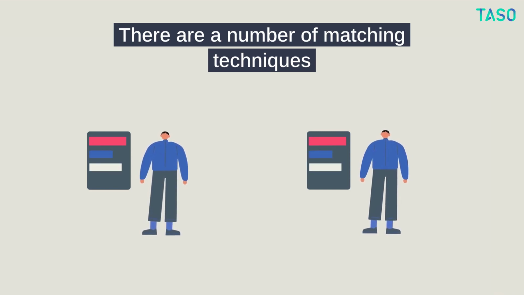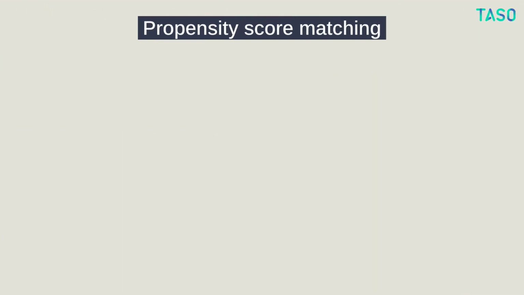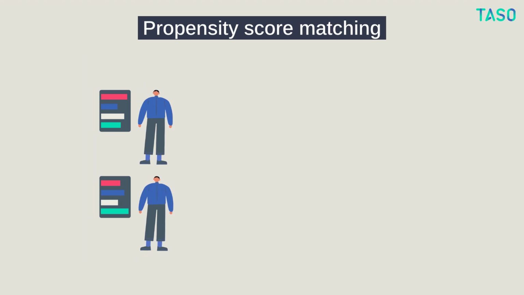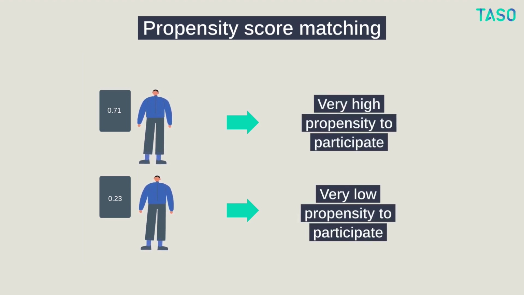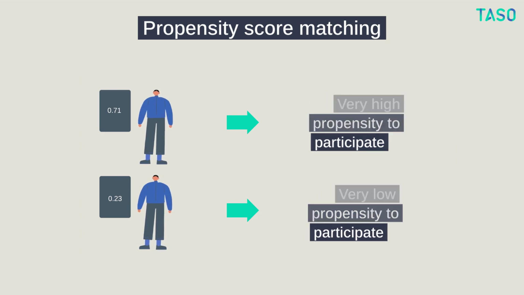There are also a number of matching techniques you can use to generate a comparison group that is similar to your intervention group on important variables that you assume matter for your outcome. For example, in a method called propensity score matching, a score is calculated for each individual which captures their likelihood, referred to as their propensity, to be part of the intervention based on their characteristics.